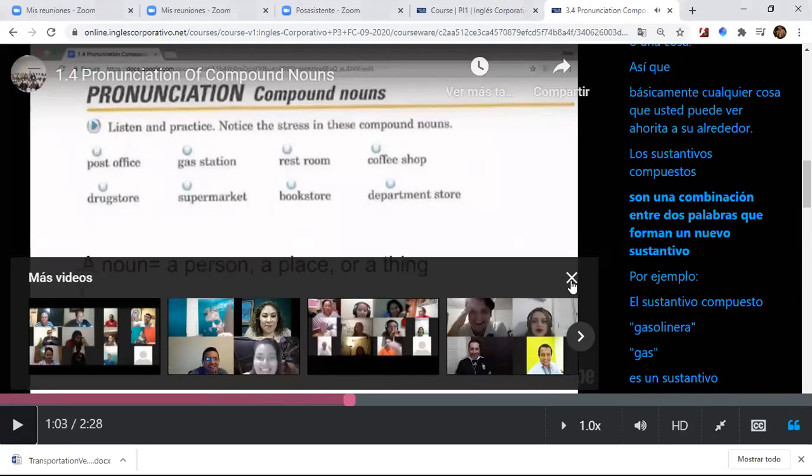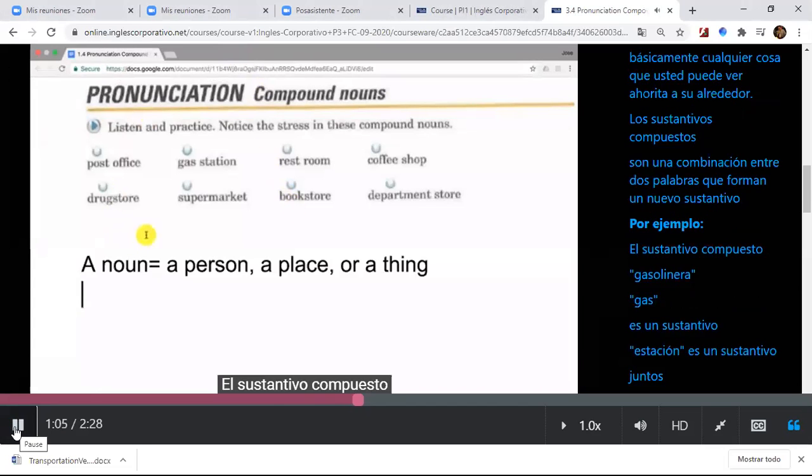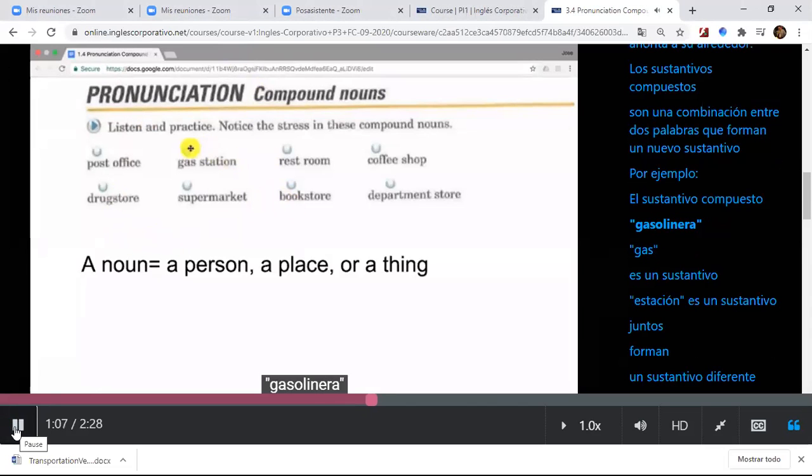Okay, so according to the video, right? Remember, a noun is everything. It could be a place, an animal, a thing, a person, whatever, right? And we also have proper nouns like Victor, Josue, Ana Maria, etc. Or it could be a common noun: the student, the doctor, the person, the table, etc. Common and proper nouns. Now, what is a compound noun? For example, the compound noun gas station.